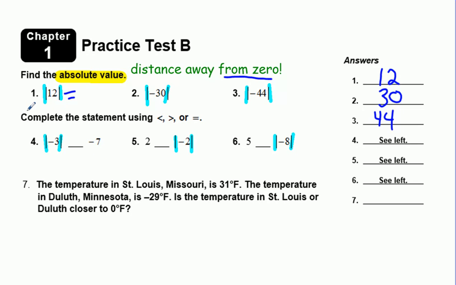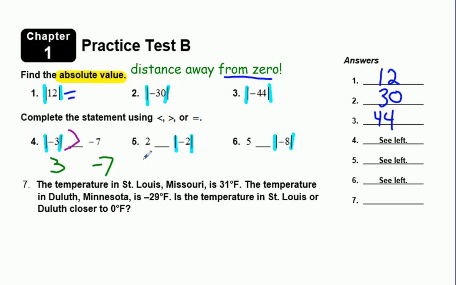All right, the next section says complete the statement using a less than, greater than, or equal to. Before I decide which one is greater, I'm going to first start with what is the absolute value of negative 3? Well, that's 3. So now I'm just comparing 3 and negative 7. Which number is actually bigger? Well, even though 7 is a bigger value, 3 on a number line is actually bigger than negative 7. So I'm going to use the greater than sign. Again, if you remember, the greater than sign is like an alligator that eats the bigger number. So 3 is the bigger number, it's going to eat the bigger number.